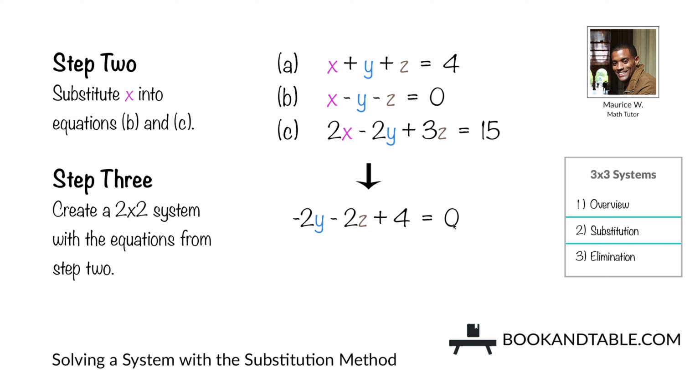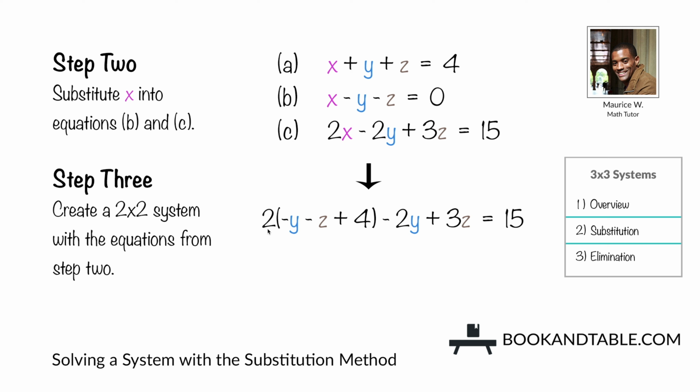And when we are creating a 2 by 2 system, on the left side, we only want the terms that have our variables. So we'll remove the 4 by subtracting 4 from both sides, giving us our first equation in the 2 by 2 system, equation D, which is negative 2y minus 2z is equal to negative 4. So now we'll put this equation to the side, and now we'll plug in our expression for x into equation C here to get our second equation for our new 2 by 2 system.